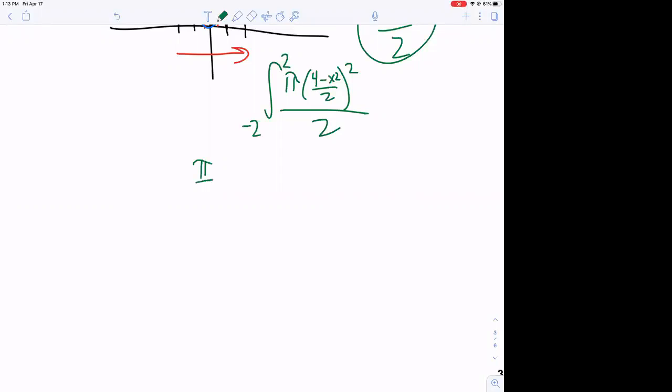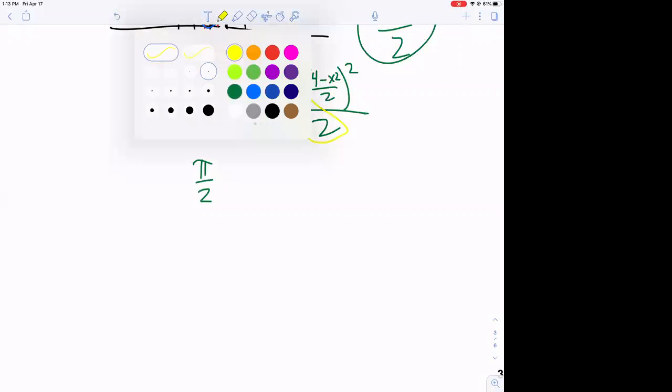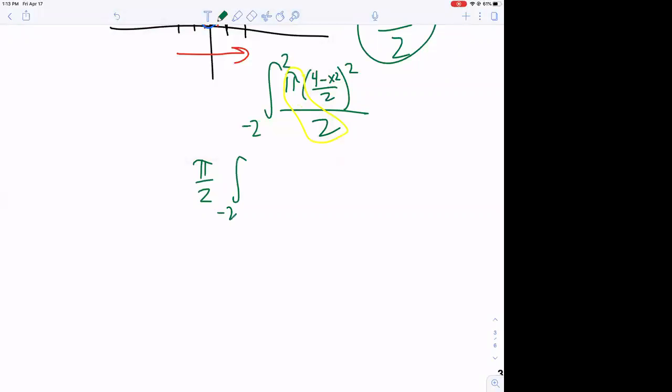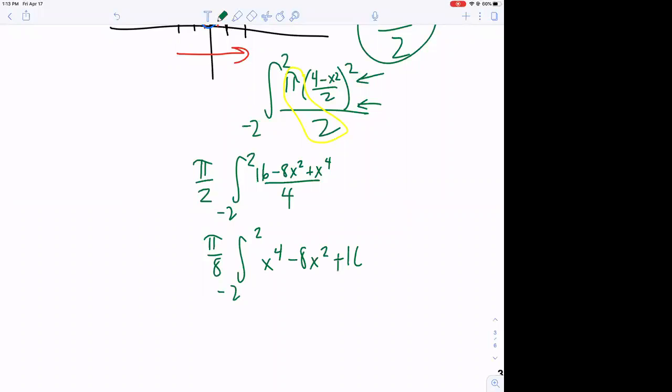I'm going to pull out the pi over 2. So I'm pulling out this guy just so I can deal with what's squared, right? So -2 to 2. And then I'm going to square the top and the bottom. Square the bottom, get 4. Square the top, I got to FOIL it: 16 minus 8x squared plus x to the 4th. Now I'm going to pull out the 4 as well on the bottom. So I'm going to have pi over 8, -2 to 2, and then I'm going to put in order x to the 4th minus 8x squared plus 16. And now I could go back: 1/5 x to the 5th minus 8/3 x cubed plus 16x, all from 2 to -2.